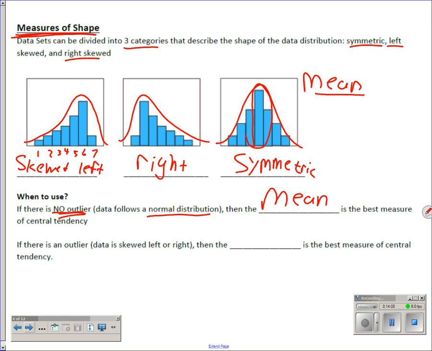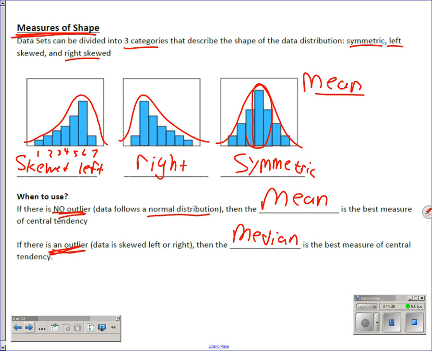Now what happens is if you have outliers that skew the data, outliers really mess up the mean. It can really affect the mean. So then the mean doesn't become the best way to describe the center. What outliers do not affect is your median. So if there are outliers, then the median is the best measure of central tendency, because it's just one more number to the left and right. It's not really affecting it. It's not pulling it in any direction.